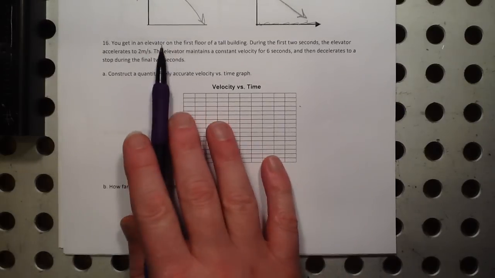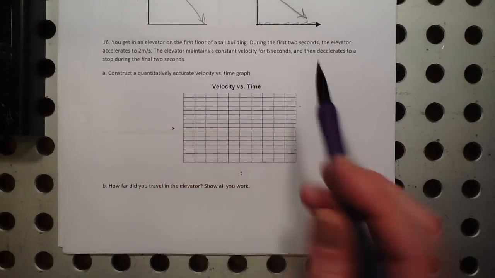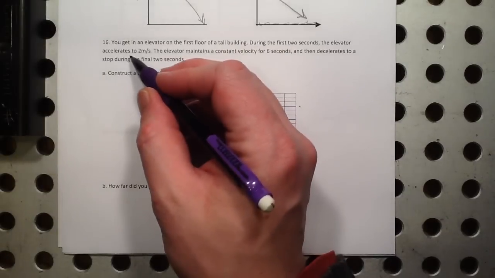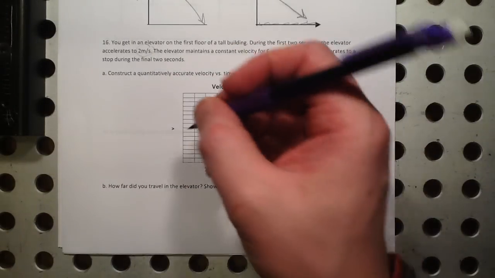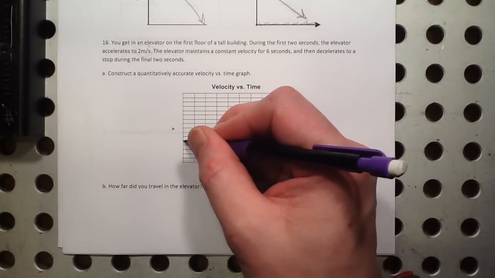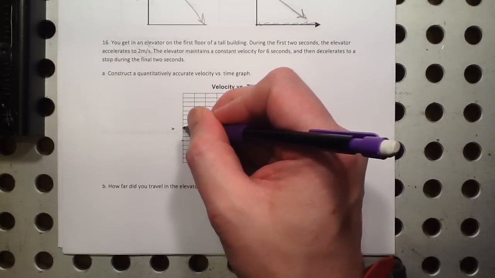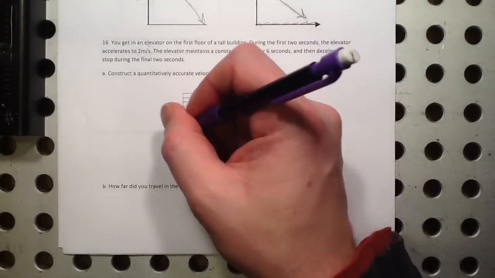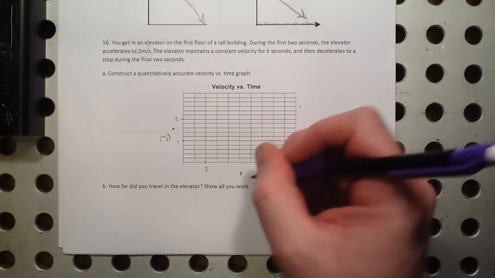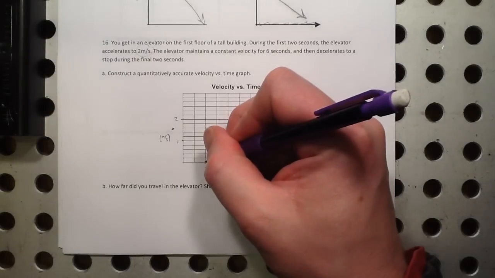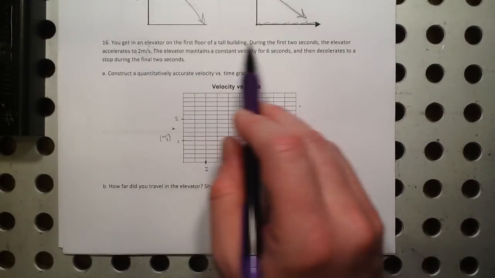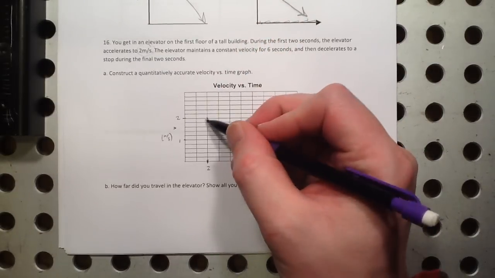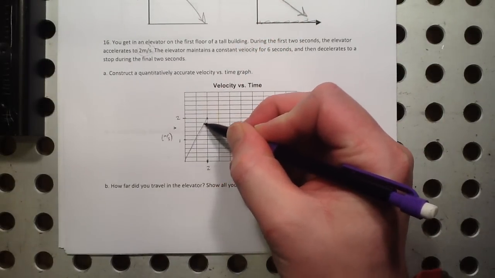Number 16, you get in an elevator on the first floor of a tall building. During the first 2 seconds, the elevator accelerates to 2 meters per second. So this is velocity in meters per second, time in seconds. So during the first 2 seconds, the elevator accelerates to 2 meters per second. Like that.